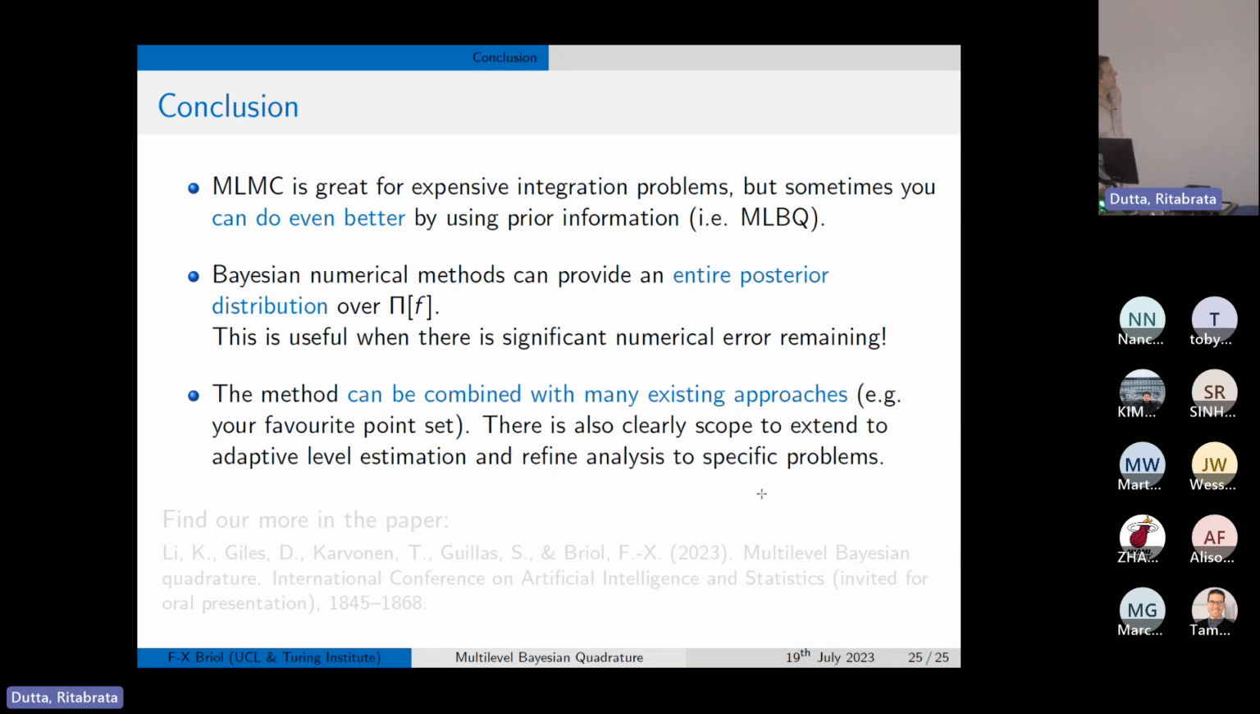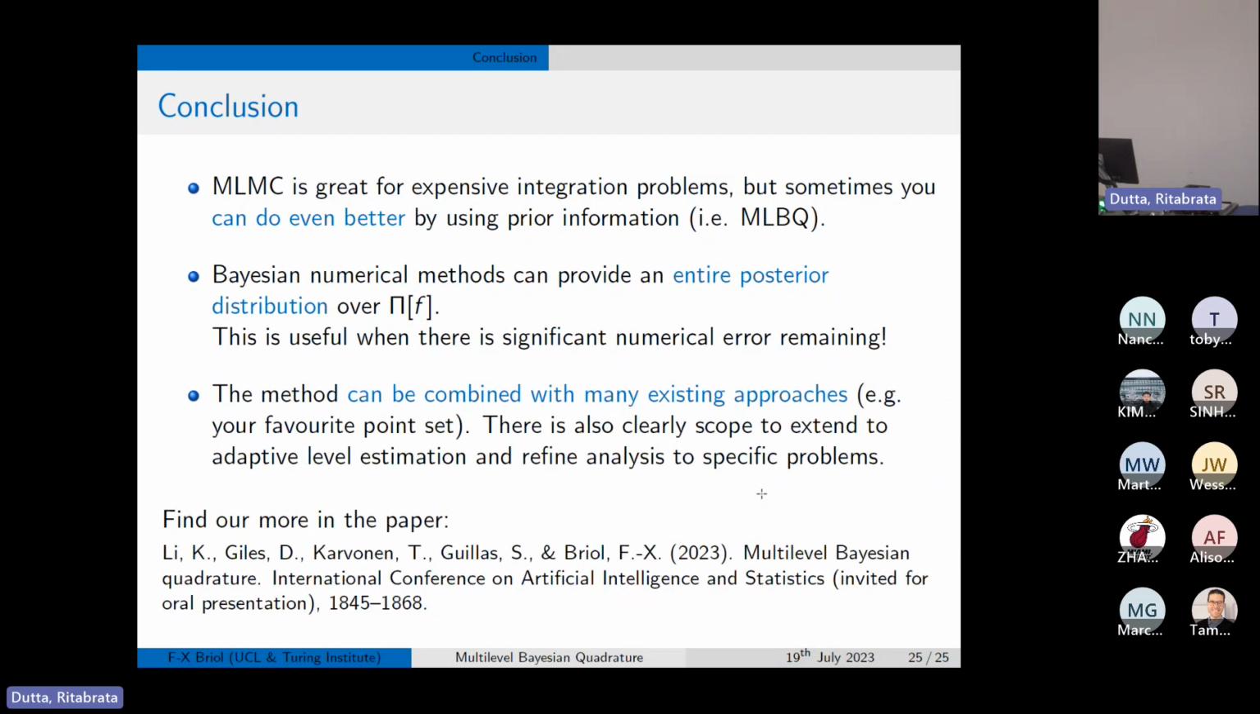Now, my conclusion is that multi-level Monte Carlo is great, but sometimes using Bayesian emulators for these really expensive simulations can be super helpful. So here I've shown you one way of doing this. One nice thing as well is that you get not just a point estimate, but an entire posterior distribution, and I had to skip a bit at the end, some more experiments on that.